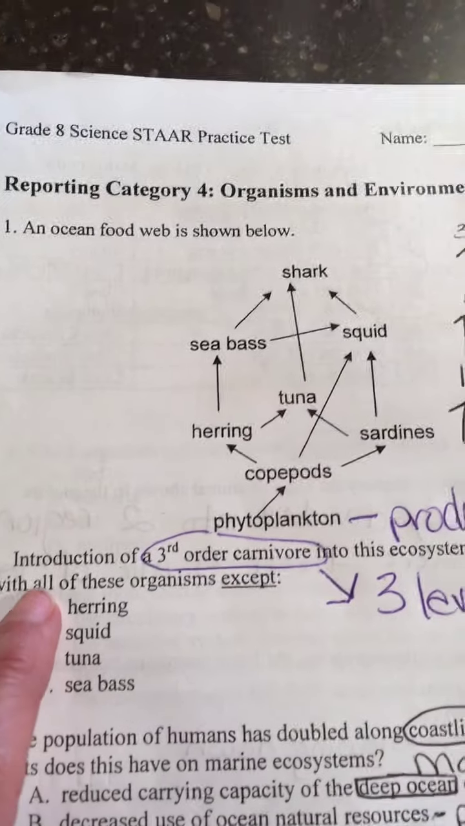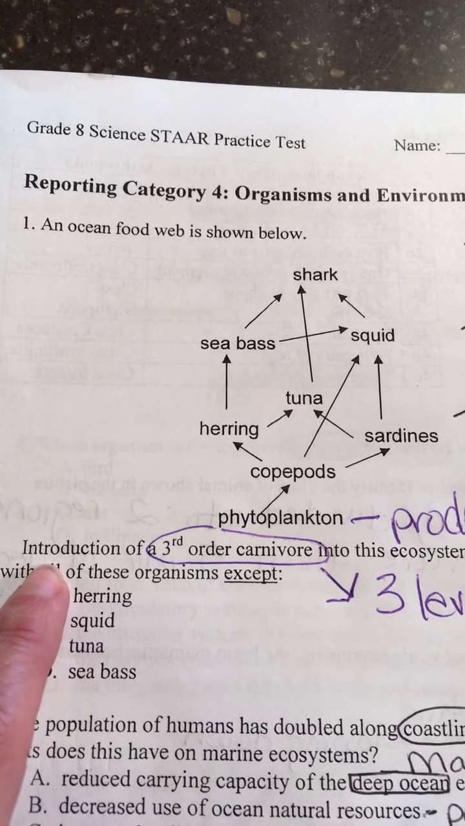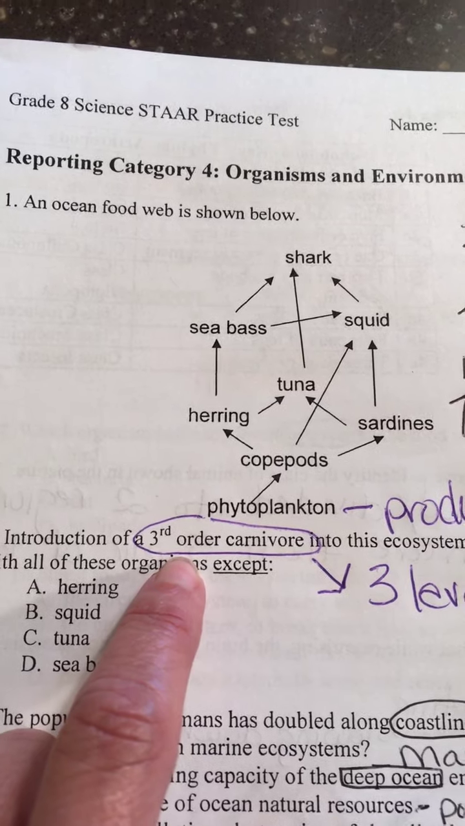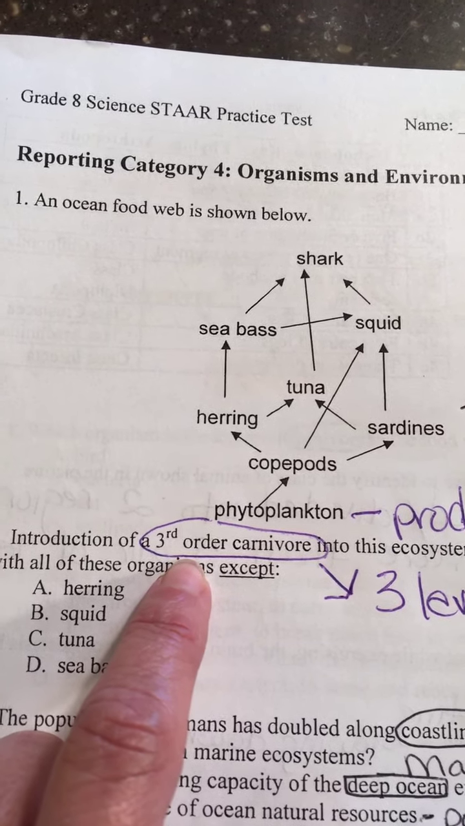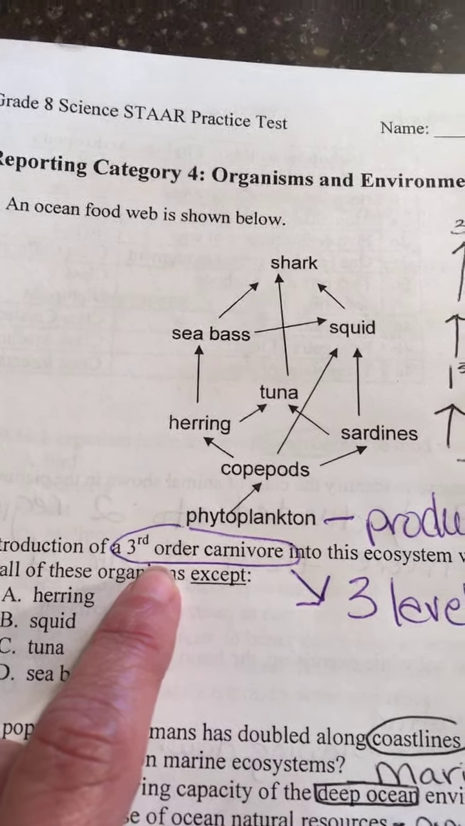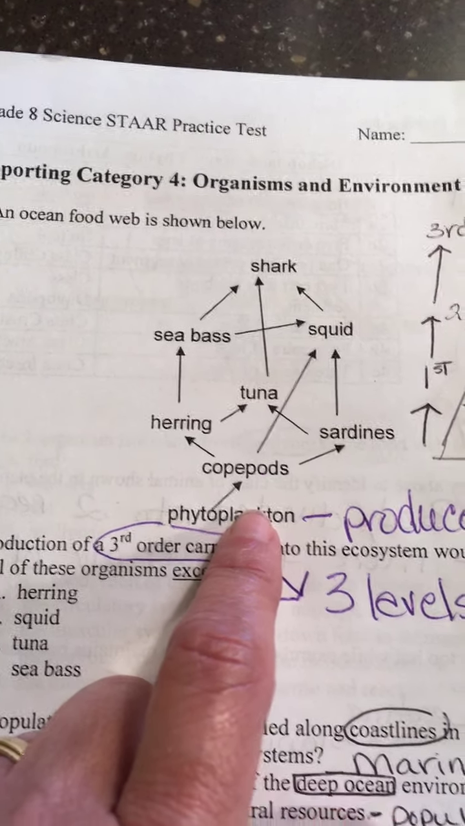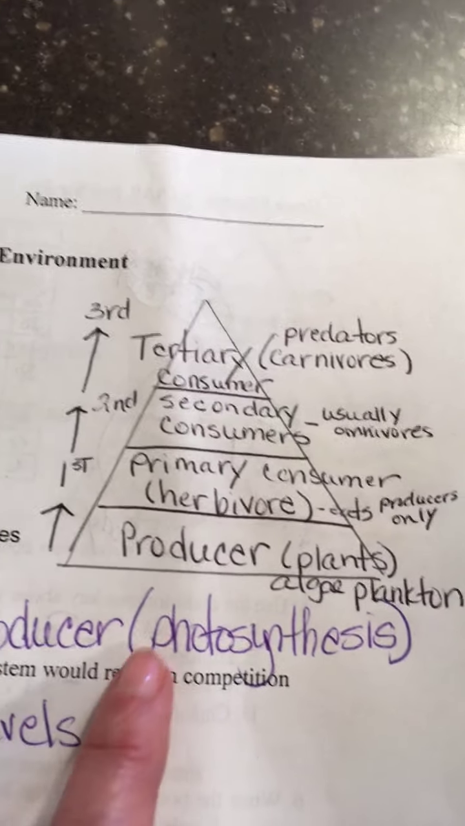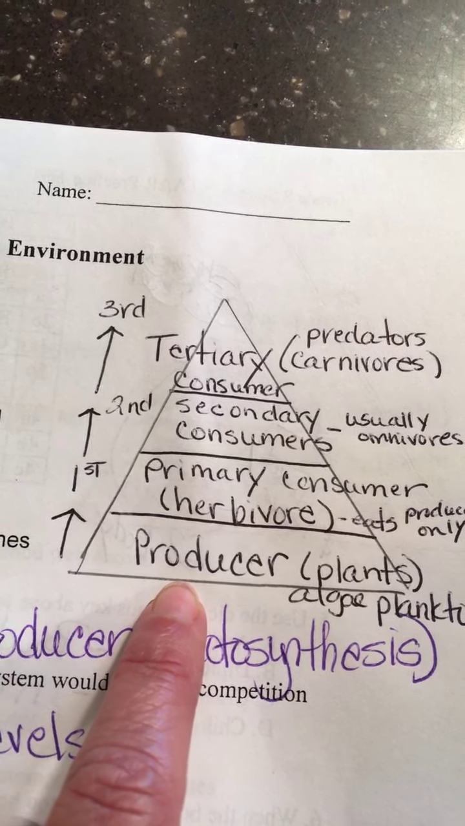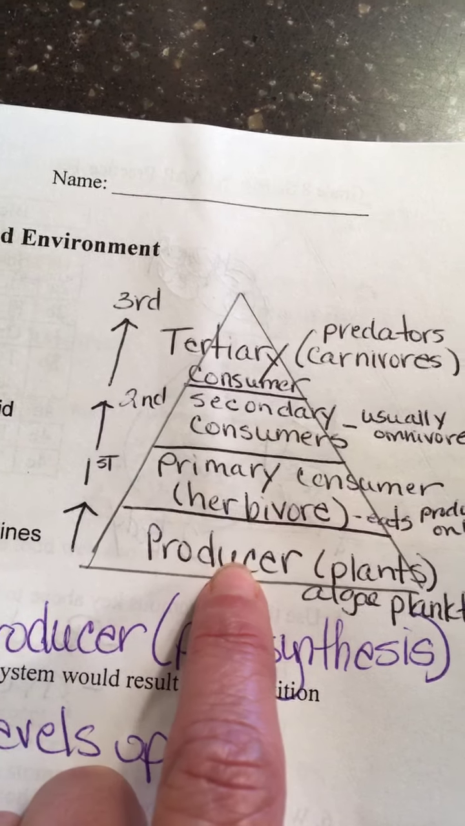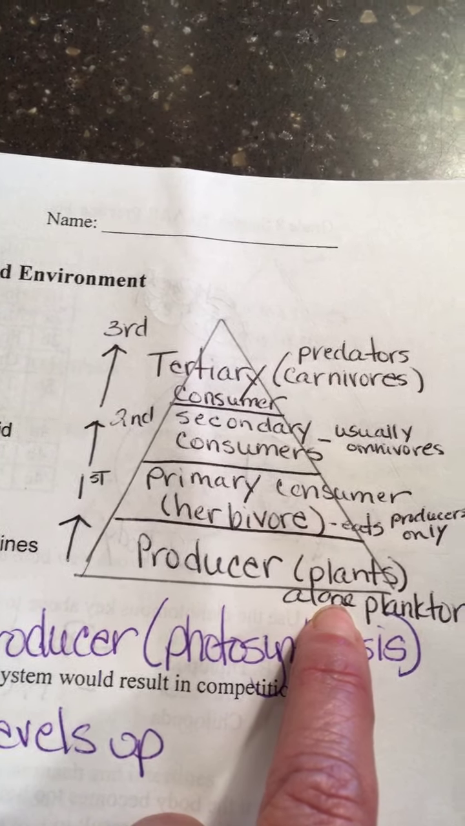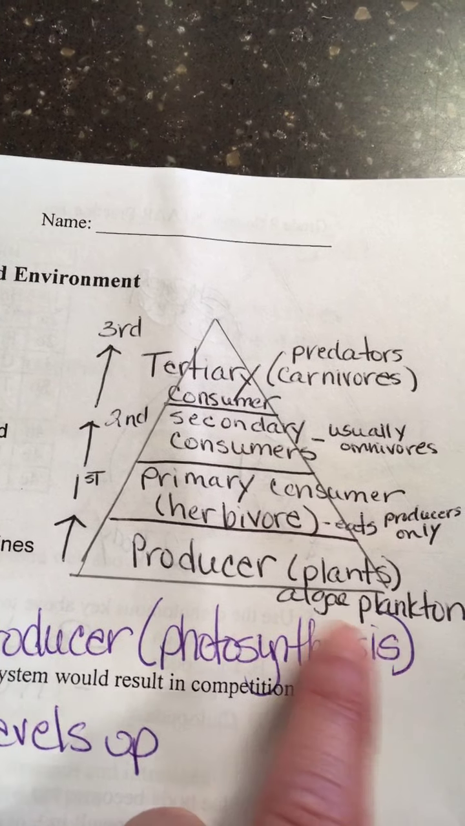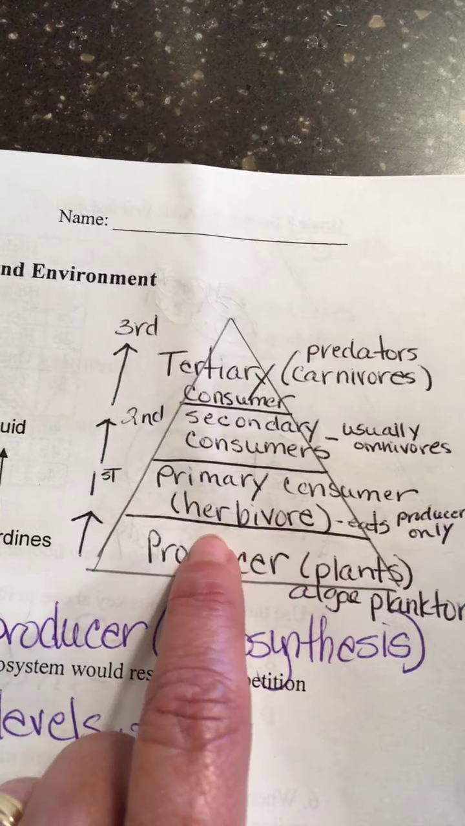Okay, so your question asks you for a third order carnivore. So third order just means that it's different levels. So to understand the different levels, we have to go back and look at this food web in the form of an energy pyramid. So in an energy pyramid, just like if you watched in the other video, at the bottom, we're always going to start with a producer. So it could be plants, algae, plankton. It could even be phytoplankton. Okay, so always a producer.